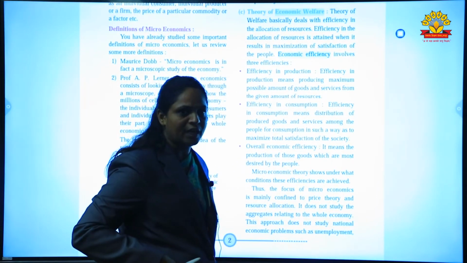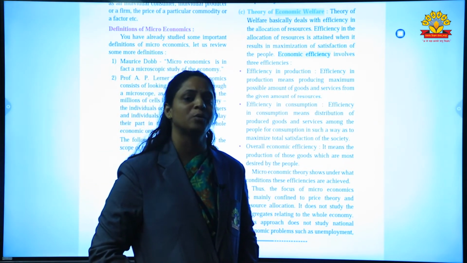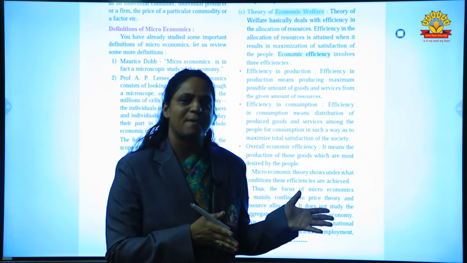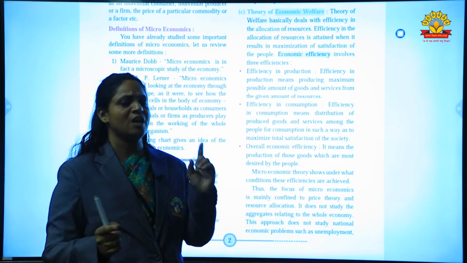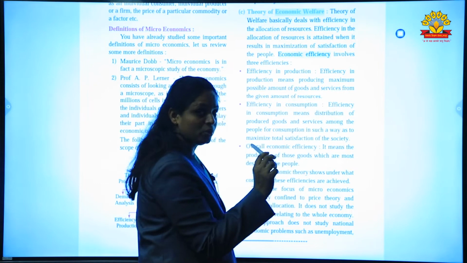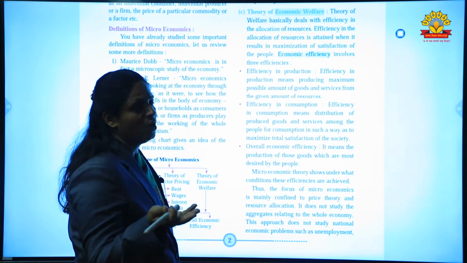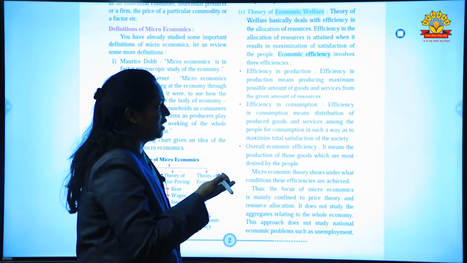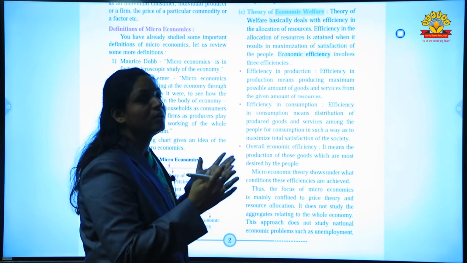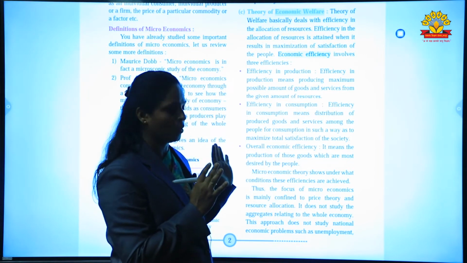Efficiency in consumption. Not only does the producer produce goods and services in the firm, he also has to distribute these goods and services in the market. And whenever he distributes them in the market, he or she has to take a proper decision. If his decision is proper, definitely he captures the market. Efficiency in consumption means distribution of produced goods and services among the people for consumption. Ultimately we consume, we use that particular commodity from the market, and we want satisfaction by consuming it, so the producer has to think about the consumption process.